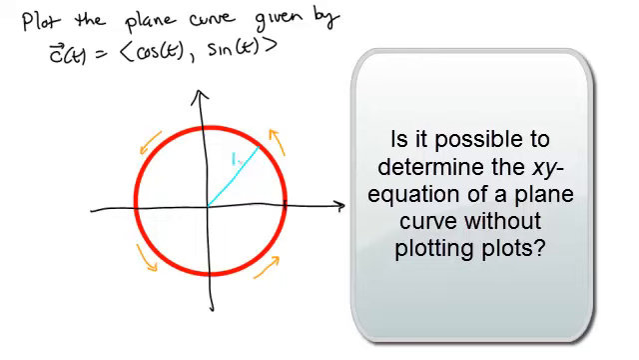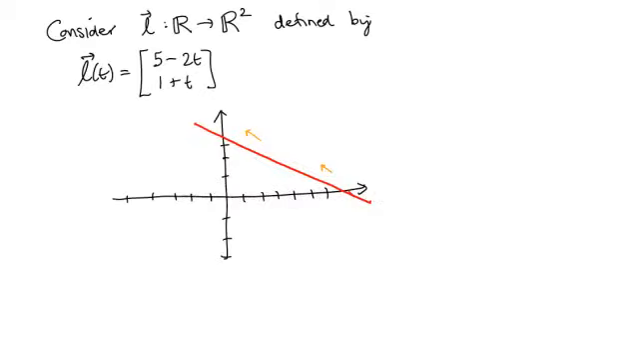Is there any way that we could check this out? Well, it turns out that there is a way of analyzing the shape of that curve without having to plot through all of the points. Let's reconsider this example here. The vector-valued function L of t equals 5 minus 2t, comma 1 plus t.